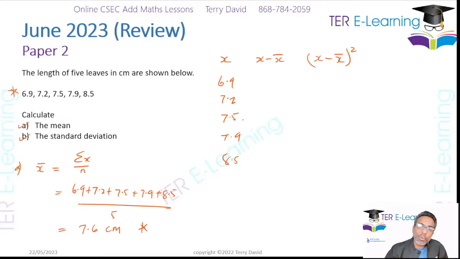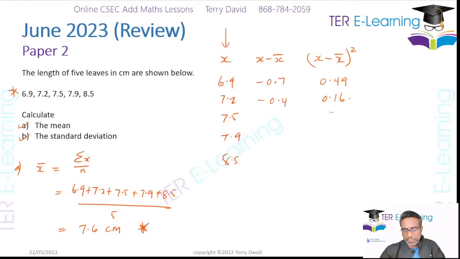Let's hope if you get something like this, it's a very short question. What you're going to do is take every value of x here and subtract the mean, which is 7.6. So 6.9 minus 7.6 gives negative 0.7, and I'm going to square that, so that's 0.49. We have to do this for all of the points. So 7.2 minus 7.6 gives negative 0.4, then we square that and get 0.16.